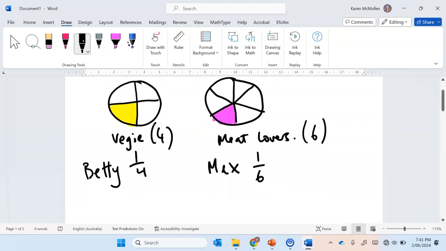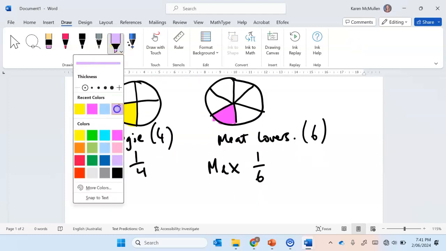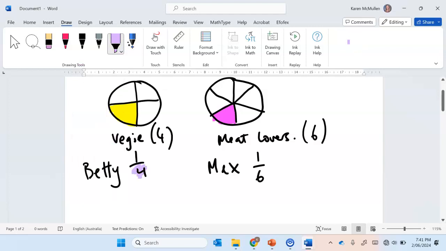So the bigger your denominator, which is the number on the bottom, the smaller the piece, because you're basically splitting a whole into that number of pieces.